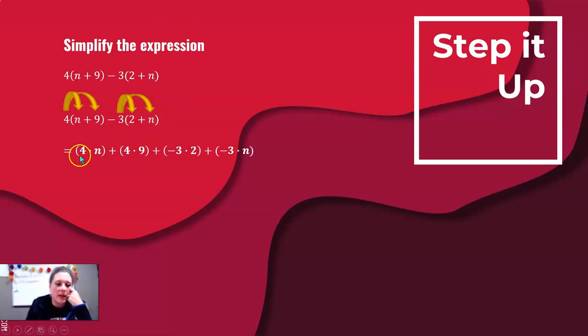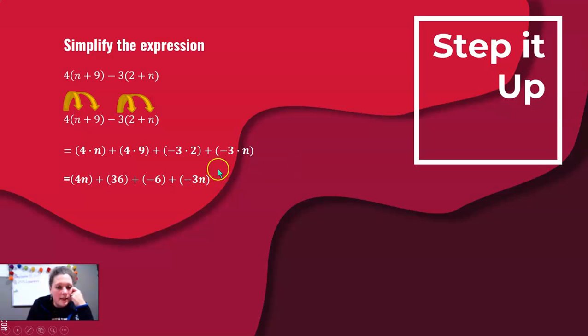So I'm going to do the multiplication. 4 times n is 4n. I'm going to show you not the final answer, but this step. 4 times n is 4n. 4 times 9 would be 36. Negative 3 times a positive 2 is negative 6. And then negative 3 times n is negative 3n.